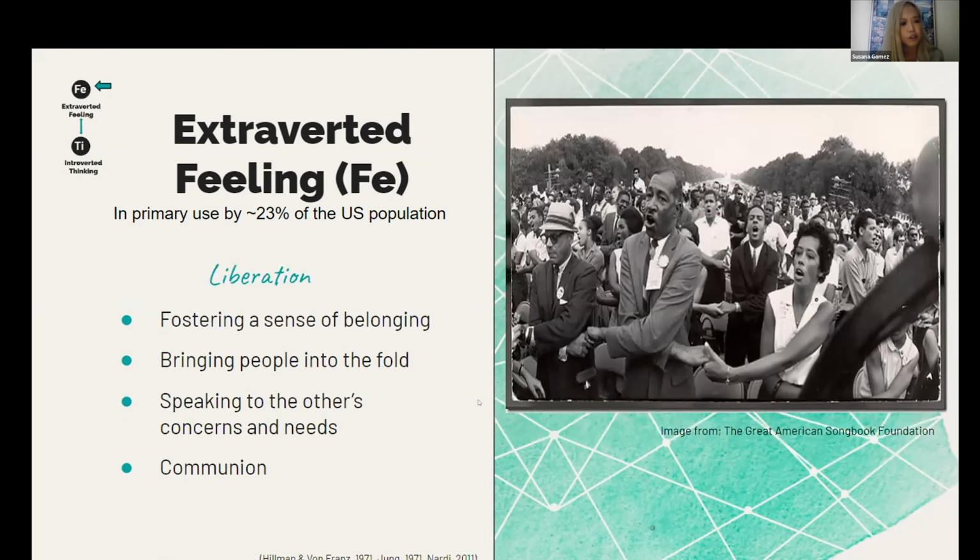We could also look to colleagues with a good grasp on extroverted feeling for their ability to pick up on others' needs, foster a sense of inclusion and belonging, communicate in a way that speaks to the other's concerns and needs, and to communicate from a place of communion.